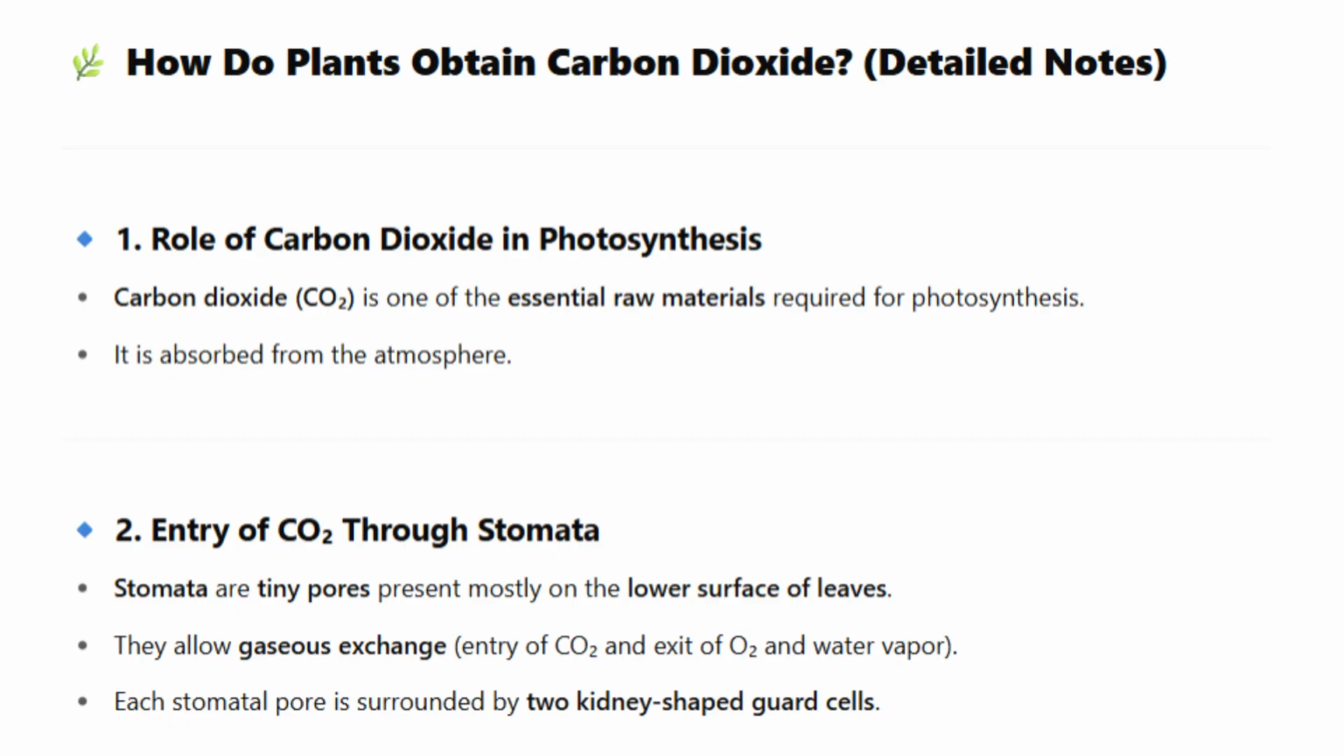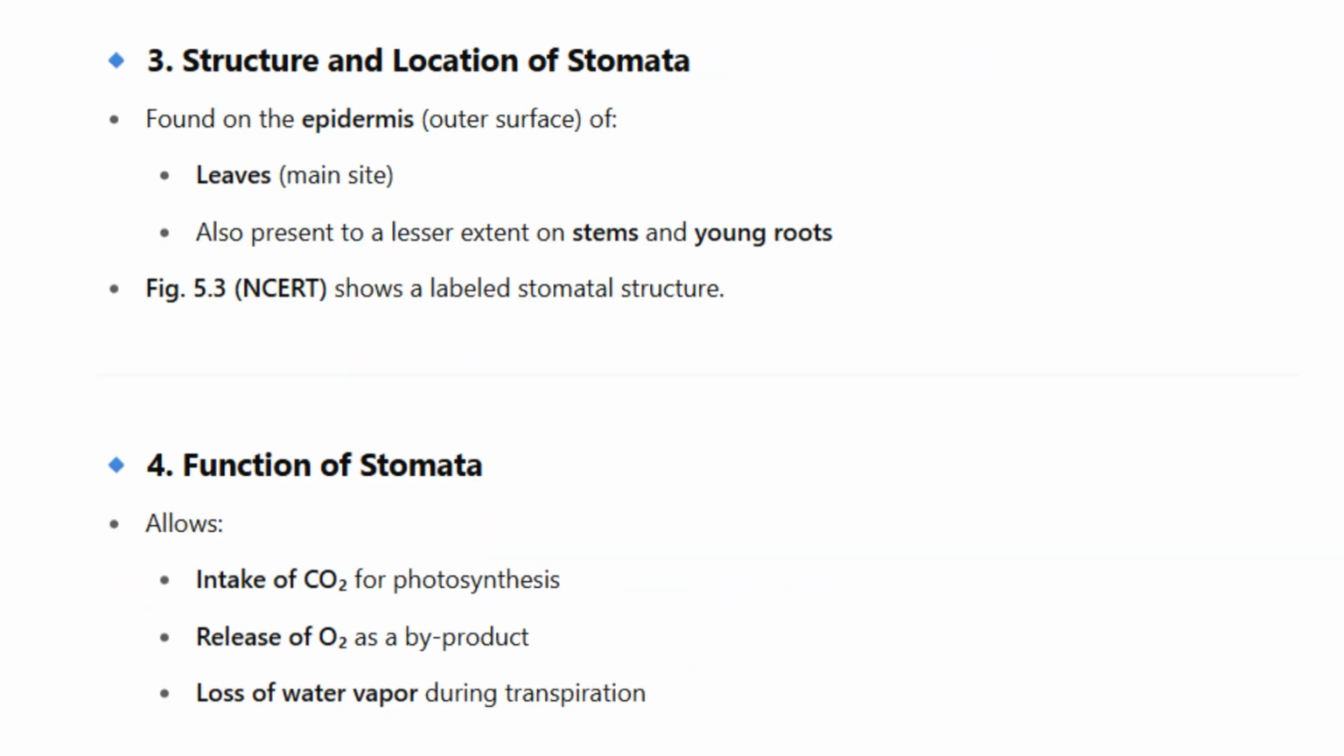Each stomatal pore is surrounded by two kidney-shaped guard cells. 3. Structure and location of stomata. They are found on the epidermis, the outer surface, of leaves, the main site. They are also present to a lesser extent on stems and young roots. Figure 5.3, NCERT, shows a labeled stomatal structure. 4. Function of stomata: allows intake of CO2 for photosynthesis.